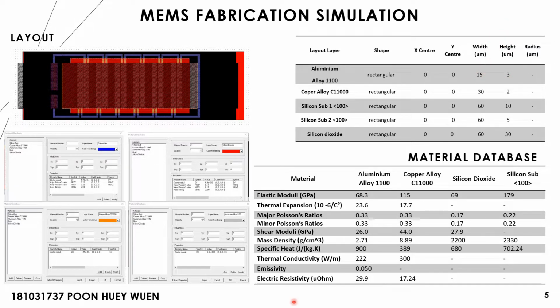Due to the complexity of the layout, it is not able to be shown at once, so more detailed layer layouts will be presented in the process definition and 3D model section. You can see that over the right bottom, here is the table that shows the material database that we use to build our project.